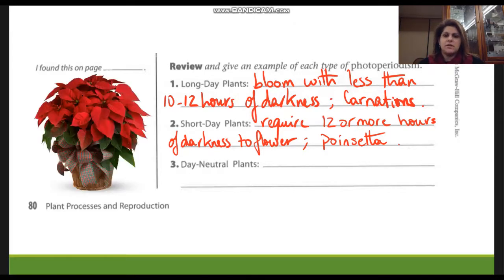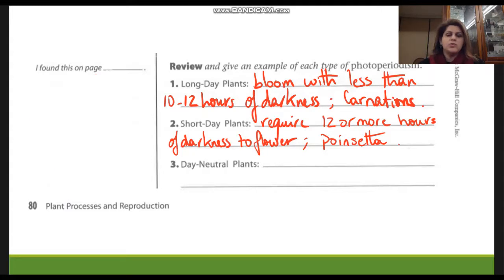Like the poinsettia. We usually give each other this plant on Christmas. It's kind of red and green, beautiful. So this plant needs more hours of darkness, so less light. It's called a short day plant.